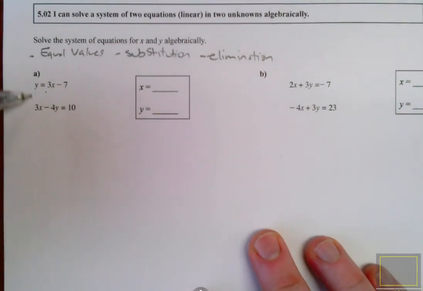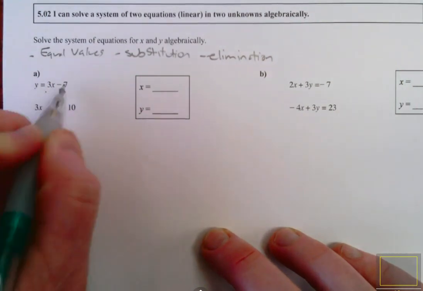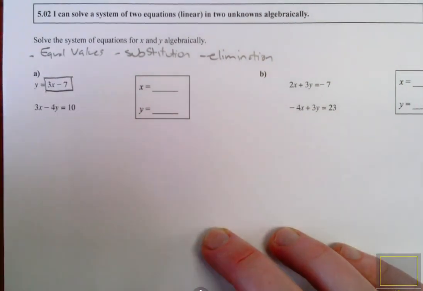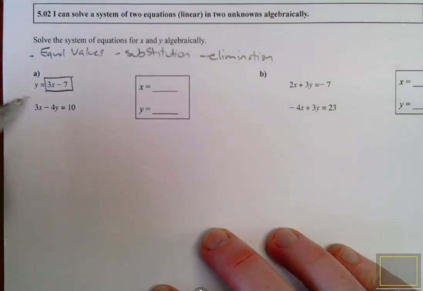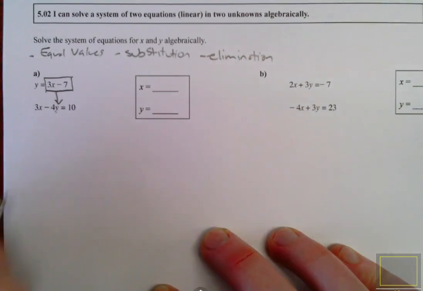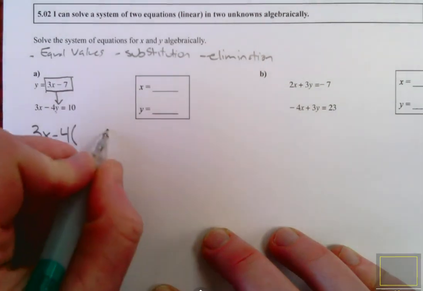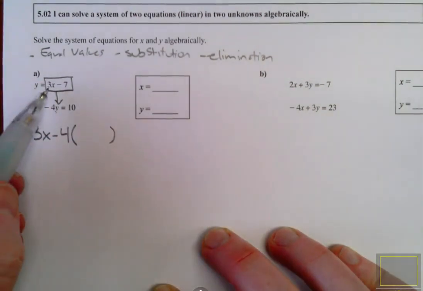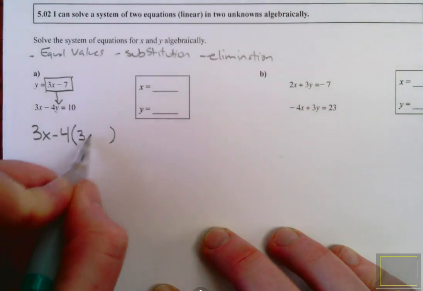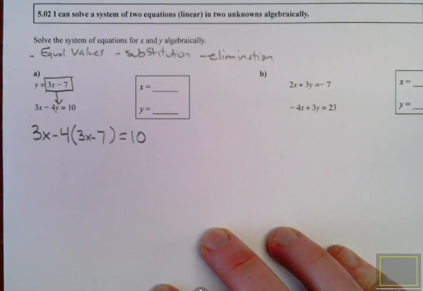So if I take a look at this problem, this one is nicely set up for substitution because this equation is already solved for y. So I know that y is 3x minus 7. So if I know that, then I can substitute this expression in for y. I'm going to replace y with 3x minus 7. So I've got 3x minus 4y. Well, I'm replacing y with 3x minus 7 equals 10. Okay, so just take a moment and see what I did there.